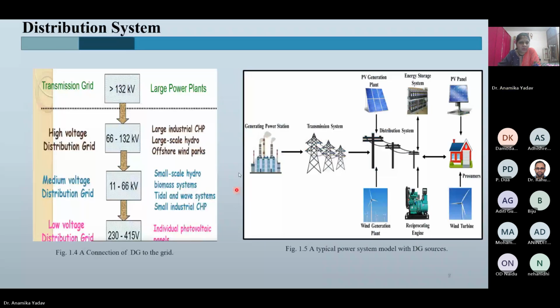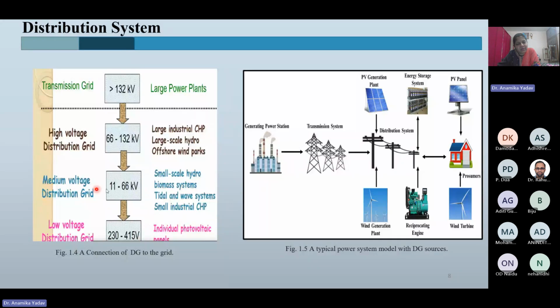So we should know about which particular type of DGs or generating stations, particularly solar or wind, and at what voltage level they are integrated. This slide shows the main integration of DGs at different voltage levels. The individual photovoltaic panels, that is the rooftop panels at individual homes, are usually integrated at the low voltage distribution grid. You can consider it to be 230 to 415 volts. At this voltage level, they are integrated.